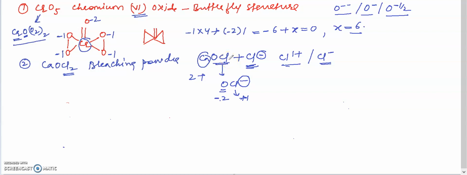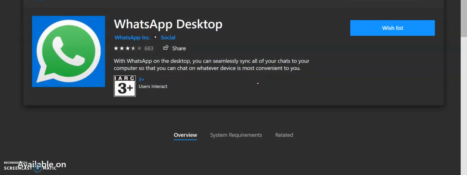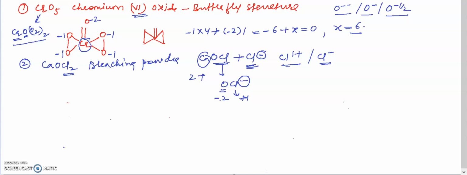So this oxychloride is hypochlorite. That OCl minus is hypochlorite. In this hypochlorite, Cl is 1 plus charged, and in this chloride, Cl is 1 minus charged. Now one more exception is there, that is hydrazoic acid, N3H.